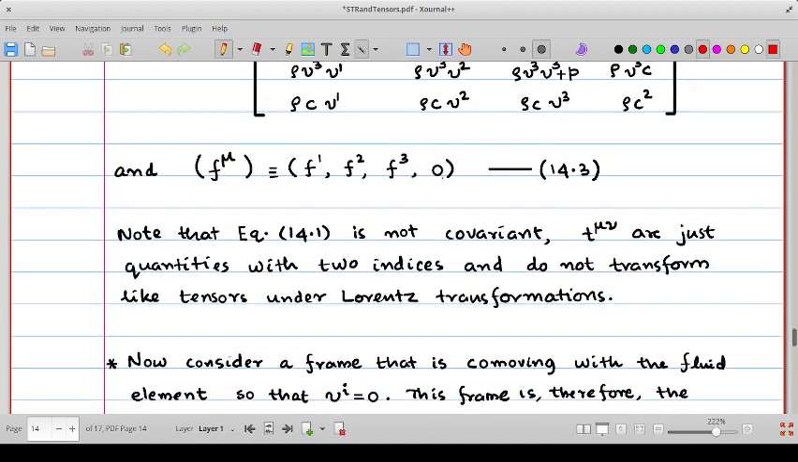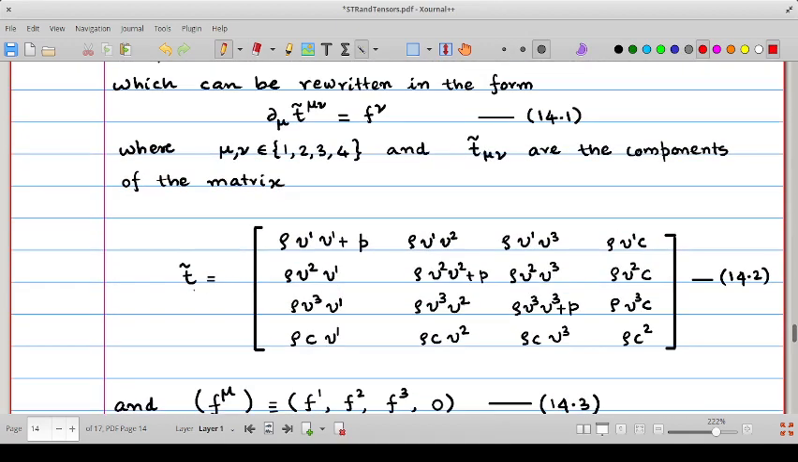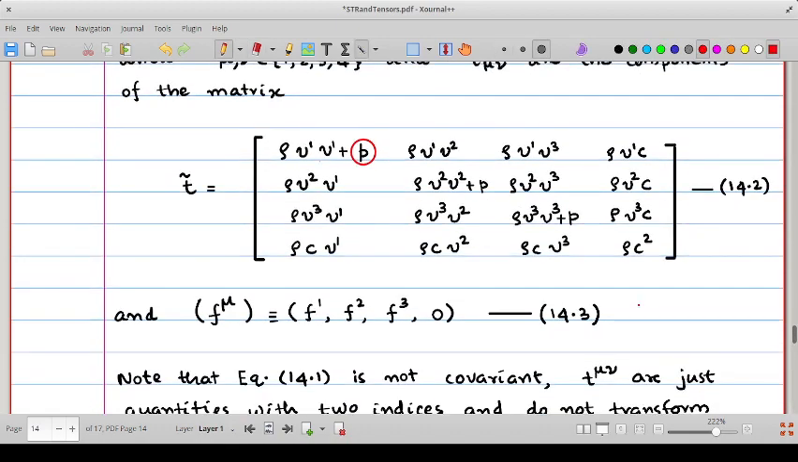Now we consider a frame that is moving with that infinitesimal fluid element that we considered at x and t. So this will be moving around, and we consider a frame attached to that. So in that frame, the velocities v_i are all zero, and therefore in the matrix T tilde, these terms will be zero, leaving only P behind. Only the diagonal terms will be non-zero. Here we will have a P, here we will have a P, and finally here we will have rho c square.